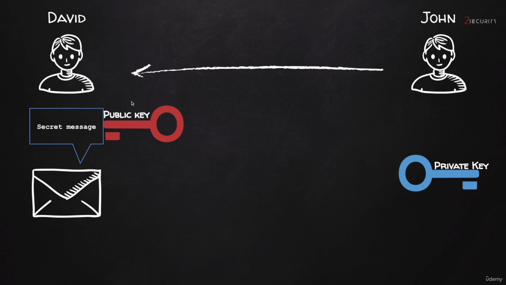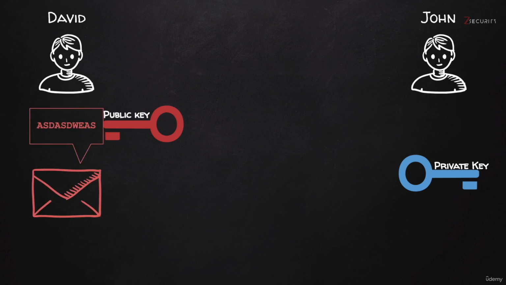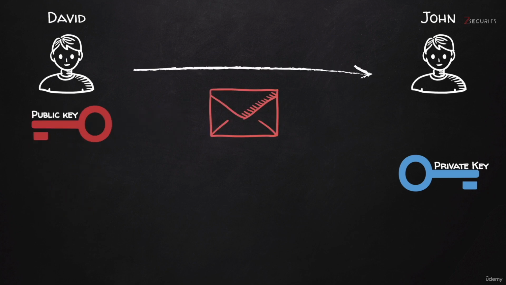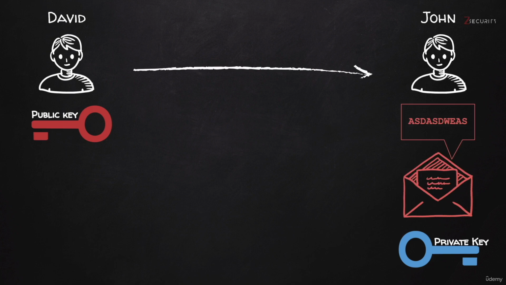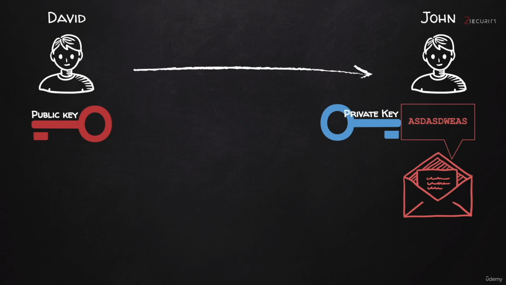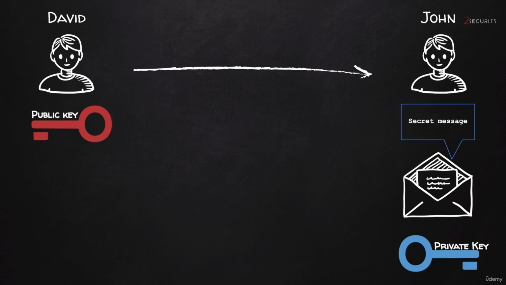So David receives the public key. He uses the public key to encrypt the message. The message is sent using any method. It doesn't really matter. And even if it's intercepted, it's going to be gibberish. John will receive the message. He will open the message. The message will still be gibberish, but he will use the private key to decrypt this message. This way, he will get the content of the secret message. And as you can see, the private key was never shared. John created the private key and John kept the private key.